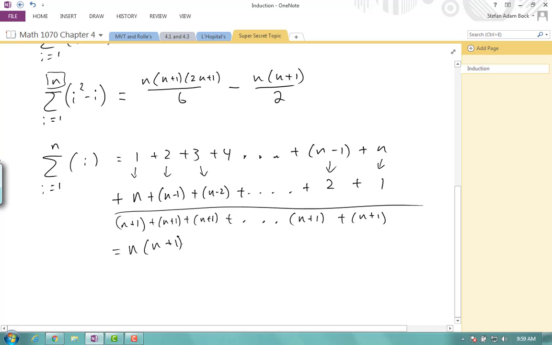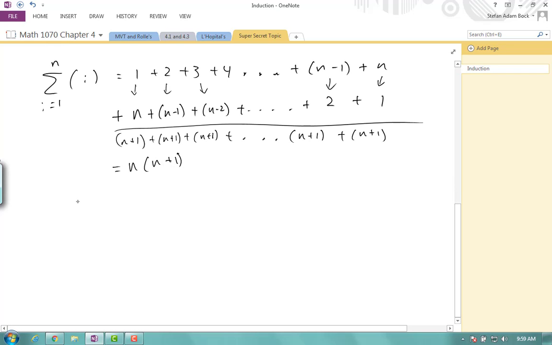Plus 1, sorry. But this result is also equal to twice the sum from i equals 1 to n of i. So 2 times the sum from i equals 1 up to n of i is equal to n times (n plus 1). I added it forwards, and then I added it backwards, and I added them both together, which means the sum from i equals 1 up to n of i is equal to n times (n plus 1) divided by 2.